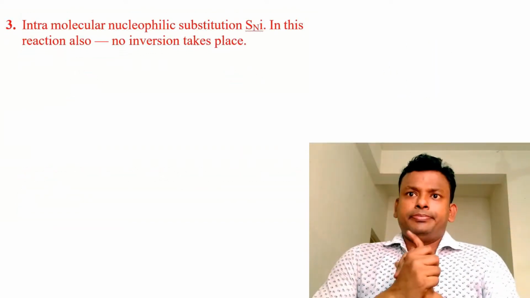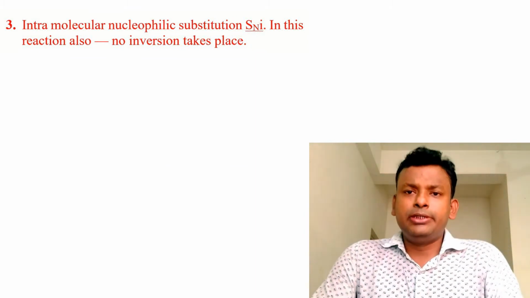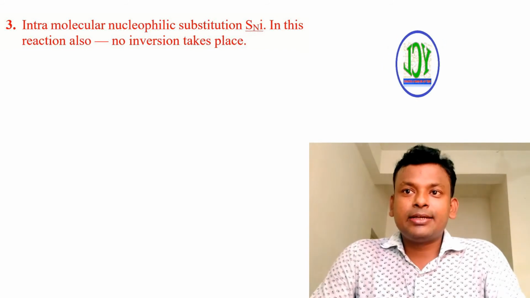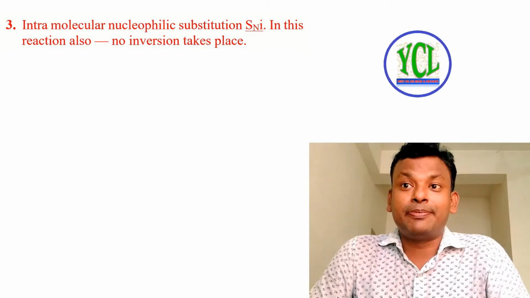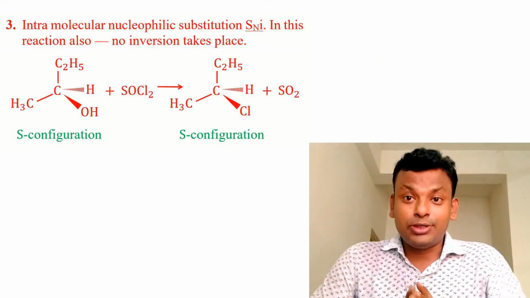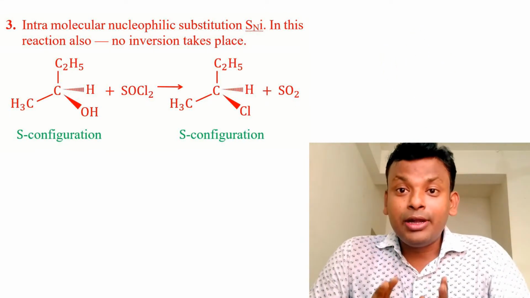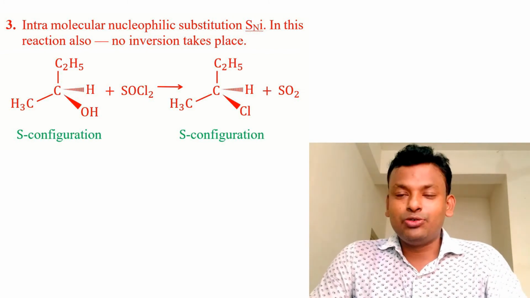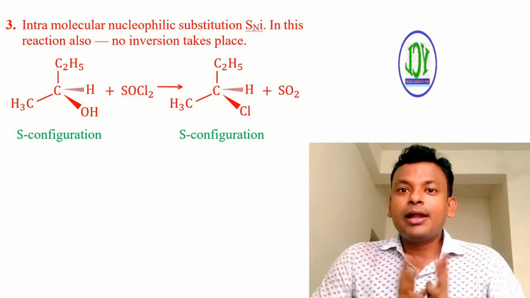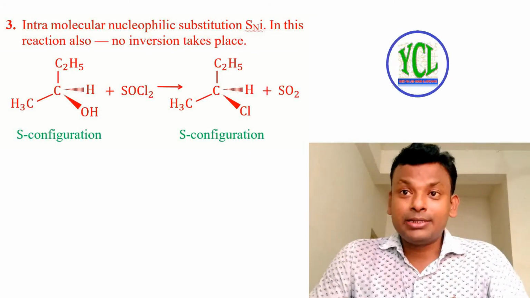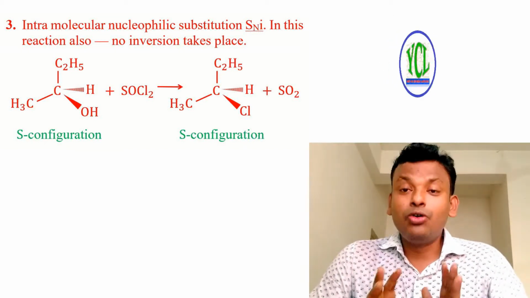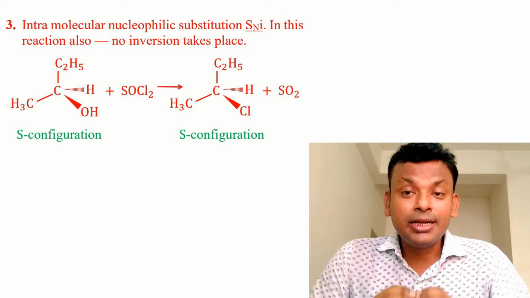And next, third, intramolecular nucleophilic substitution, that is SNi. In this reaction also no inversion takes place. Here the S configuration of the given compound reacts with SOCl2. We know that alcohol reacts with PCl5, PCl3 and SOCl2 to form alkyl halide, and here also we form it, but here there is no change in configuration, that is the product of chlorine is also the same, so no inversion takes place.